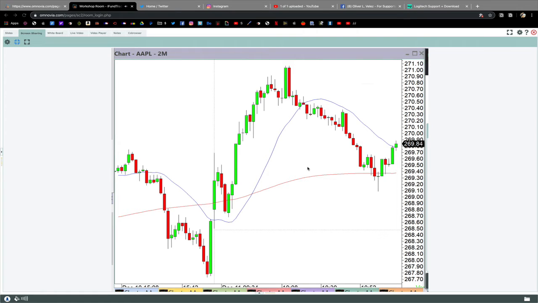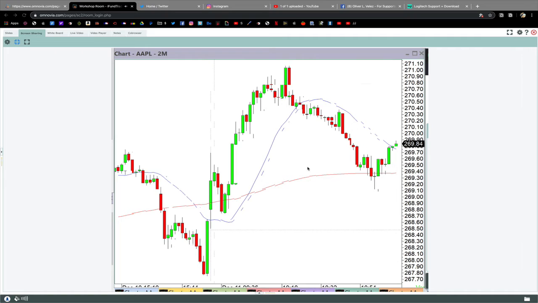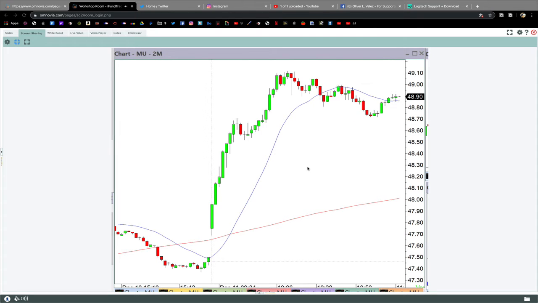Tal is asking, how would you play MU? I got only the trade AMAT. Wait, I only got the first part out after bar by bar stop. Well, this is extended for another play. I get it. But the 8-period moving average is right here.